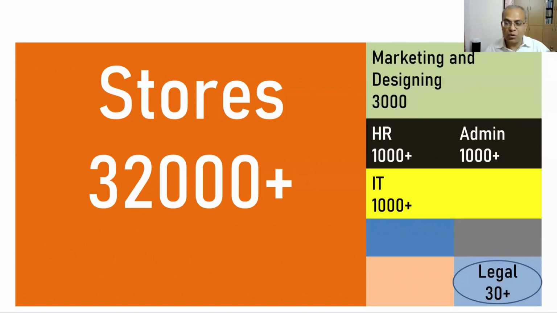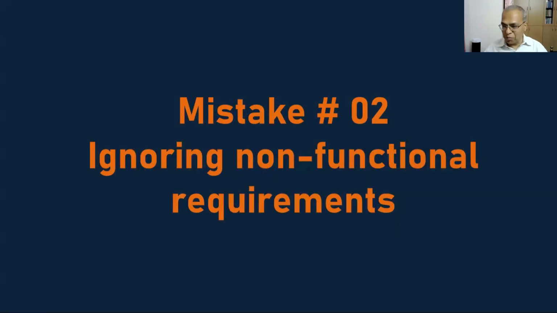Please do not ignore small stakeholder groups. Please identify them, understand their requirements, and of course, prioritize. I'm not saying every requirement is important or every small group is important, but especially if you have a legal team, do consider their requests and requirements before you implement other requirements. So this is one big mistake.